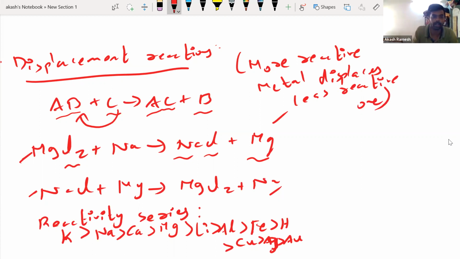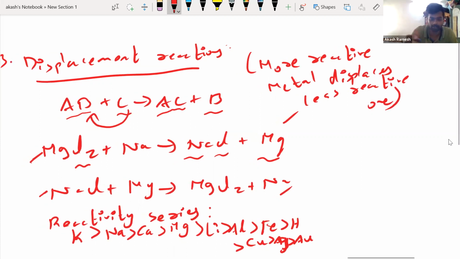So if I go to this first, you see here, what is happening? B is getting replaced by C. B is getting replaced by C. So what I can tell about this is that C is more reactive than B.